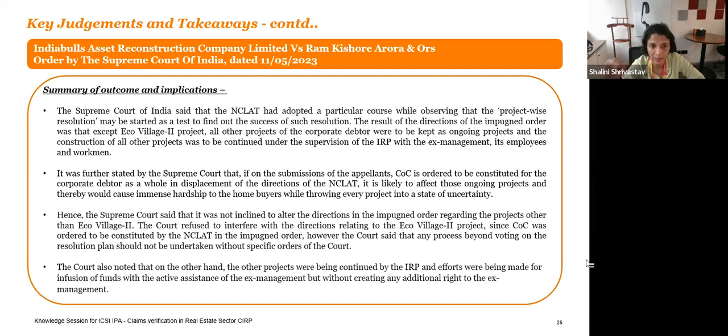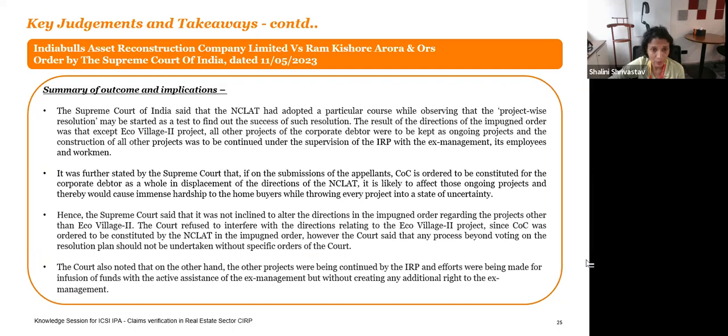Accordingly, the Supreme Court said that NCLT had adopted a particular course while observing that project-wise resolution may be started as a test to find out the success of such resolution. The result of the directions of the impugned order was that except the Eco-Village 2 project, all other projects were to be kept as ongoing projects, and the construction of all other projects was to be continued under the supervision of the IRP with the ex-management, its employees and workmen.